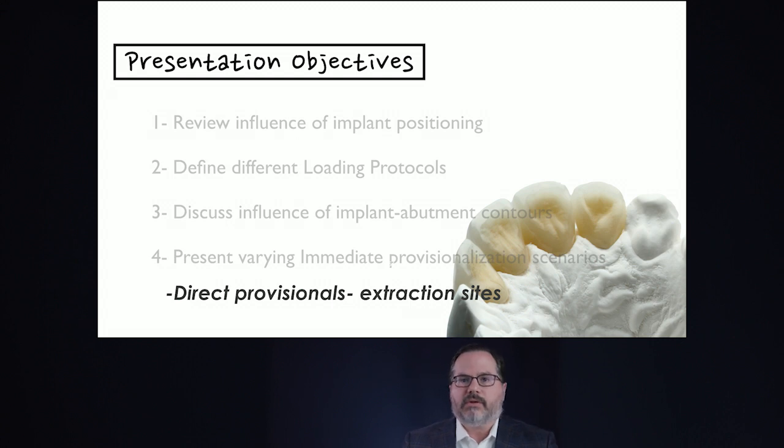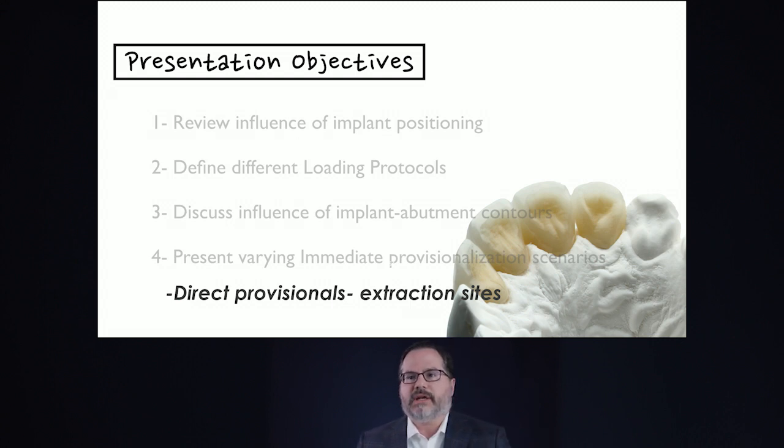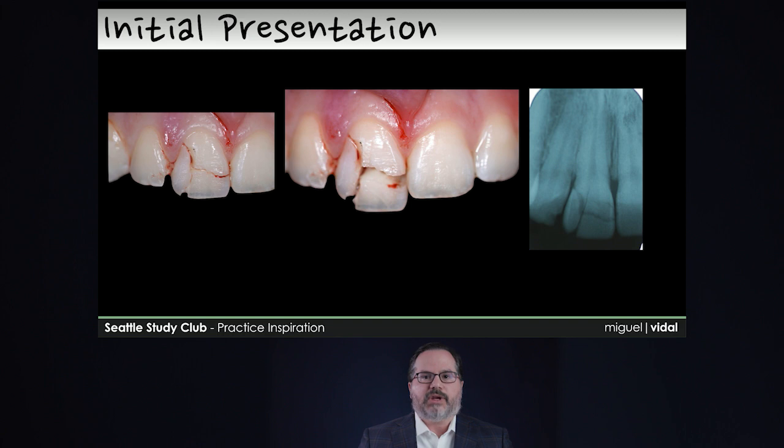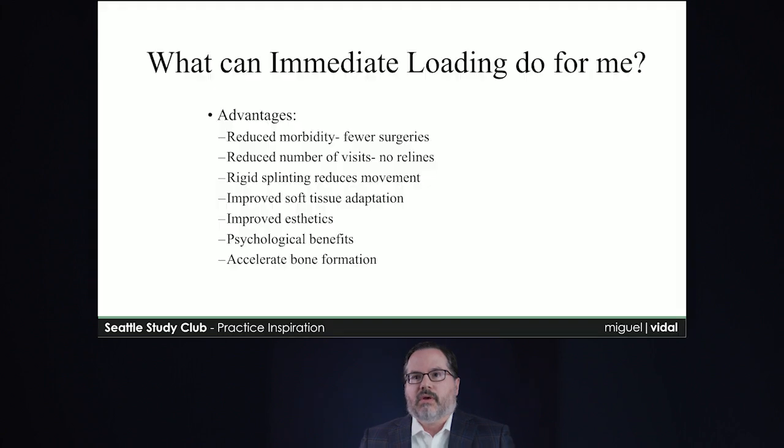So now we're going to talk about doing direct provisionals in immediate extraction sites. So we have a patient that presents like this with a tooth that is non-restorable and fractured in 3 different places. So we have the option of doing immediate placement and immediate loading. And the advantage that I see for my patients and myself is really the improved or maintenance of the soft tissue adaptation for these patients.